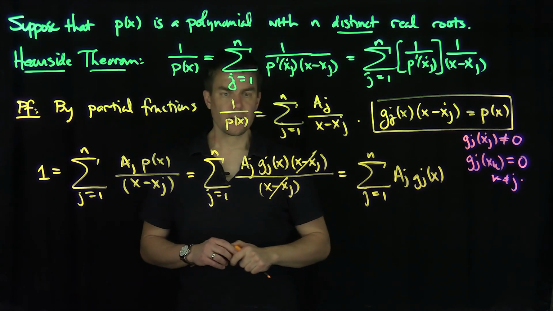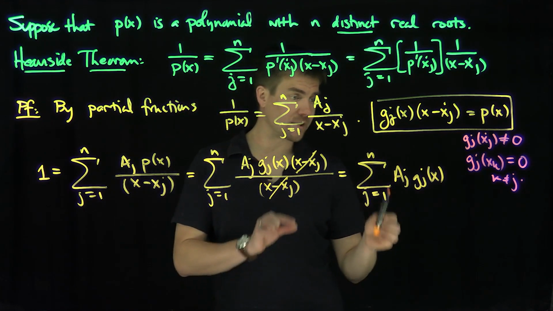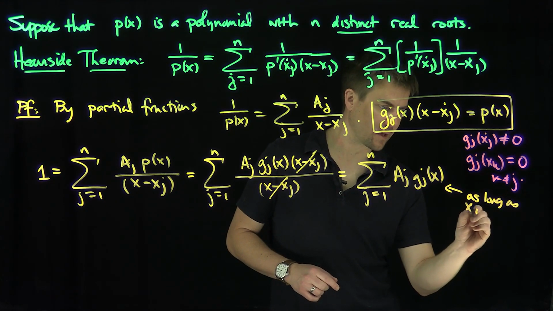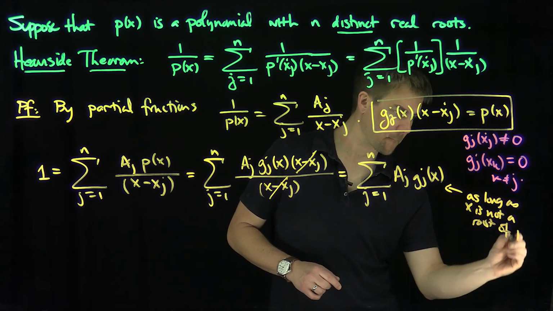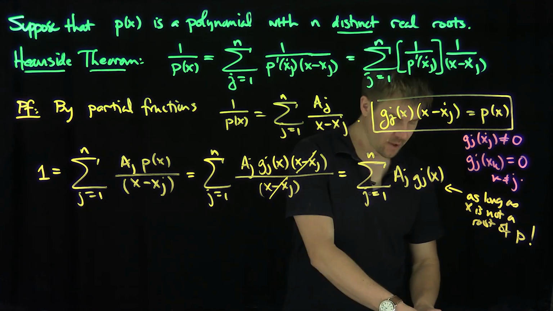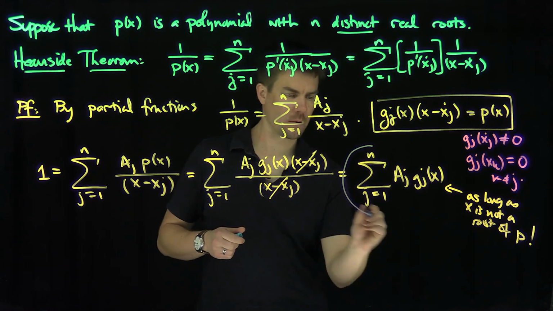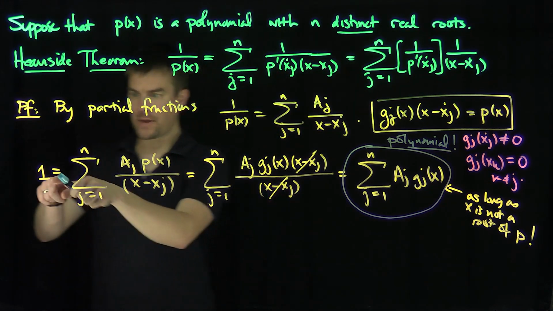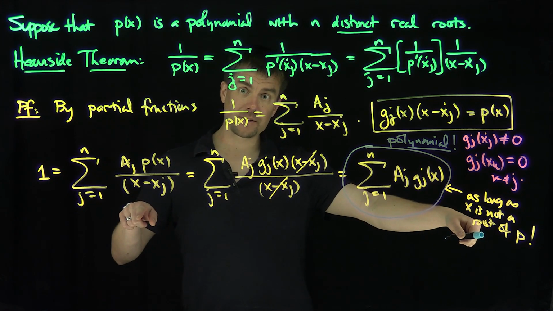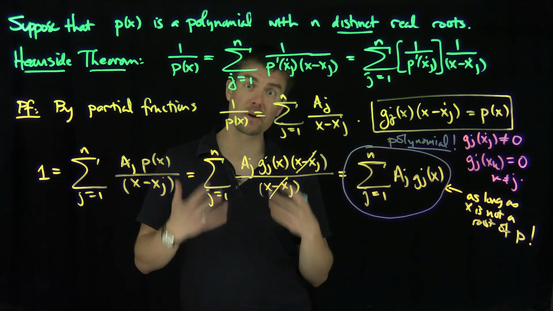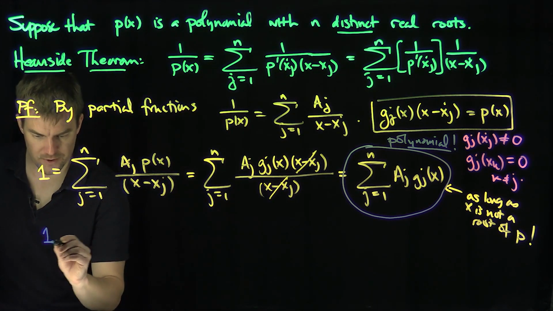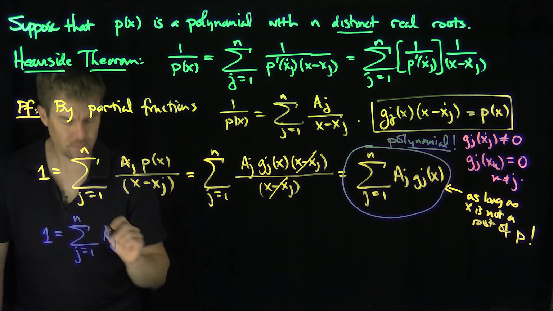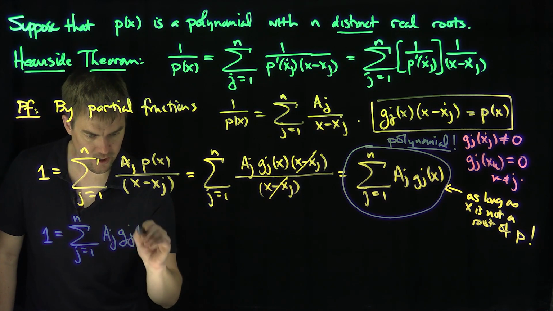This formula is valid as long as x is not a root of p. However, this expression is a polynomial. Since there are only n roots, there is an infinite number of other points at which this polynomial is equal to 1, and that forces the polynomial to be equal to 1 everywhere. So by the identity principle of polynomials, 1 is equal to the sum, j goes from 1 up to n of aj gj of x for all values of x.